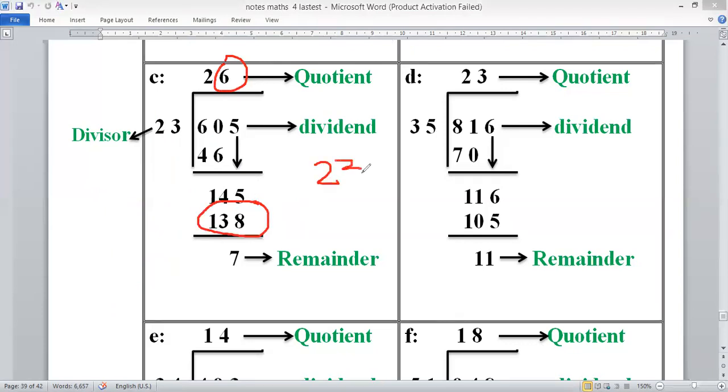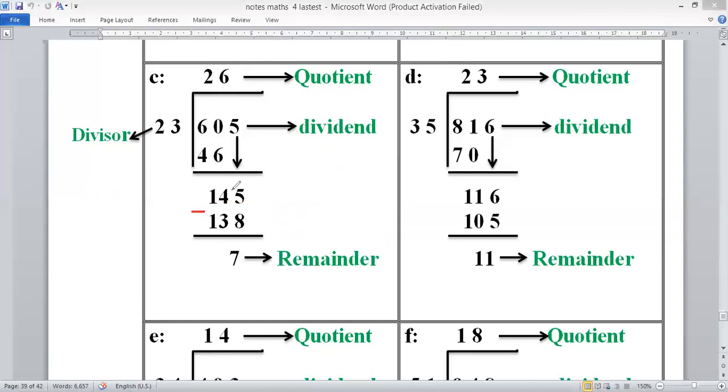23 multiplied by 6. 6 threes are 18. Carry 1. 6 twos are 12 plus 1, 13. So now subtract 138 from 145.